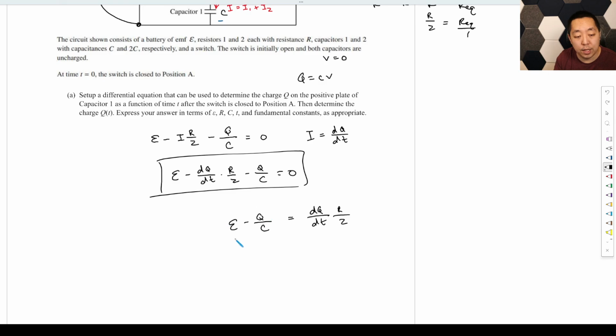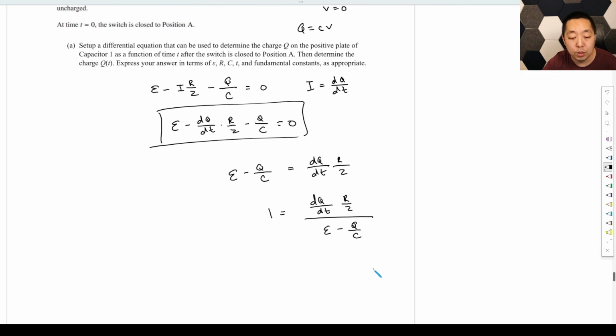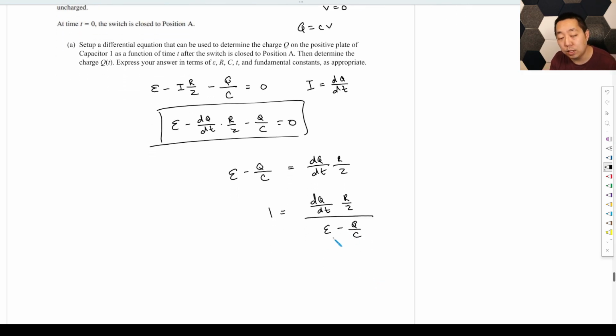So we need to divide this whole thing over, right? So we get 1 is equal to dq over dt times R over 2 over epsilon minus Q over C. But I would like to make this as simple as possible to do the integration. So I'm going to divide the R over 2 over here.